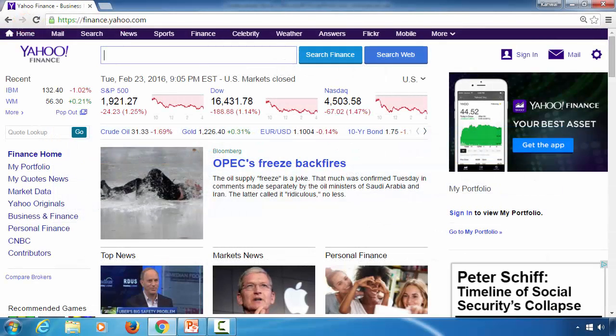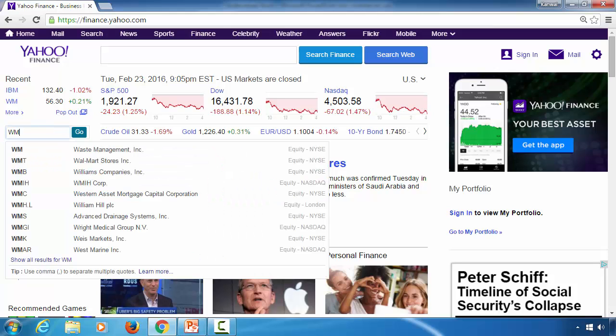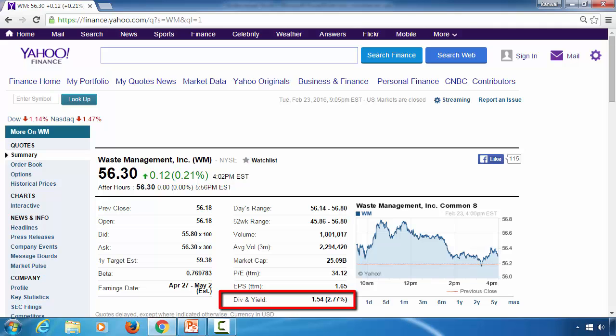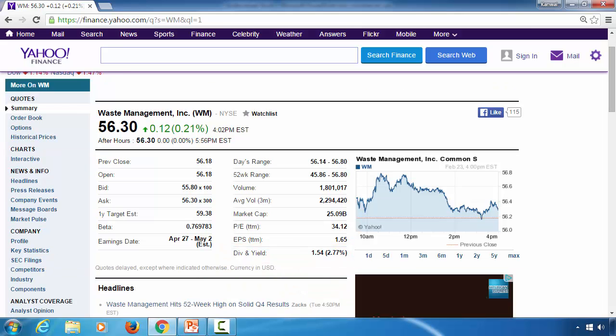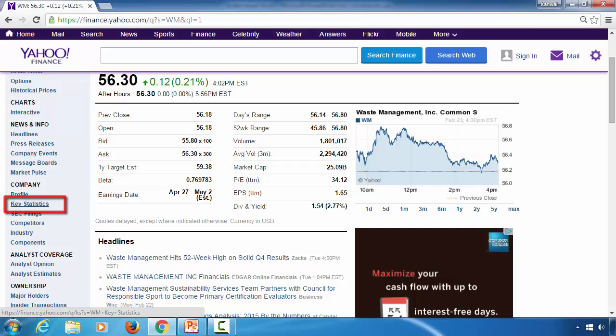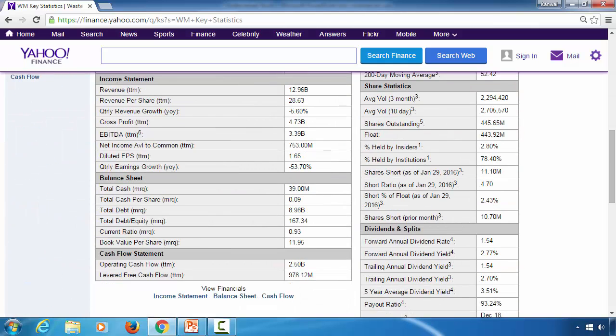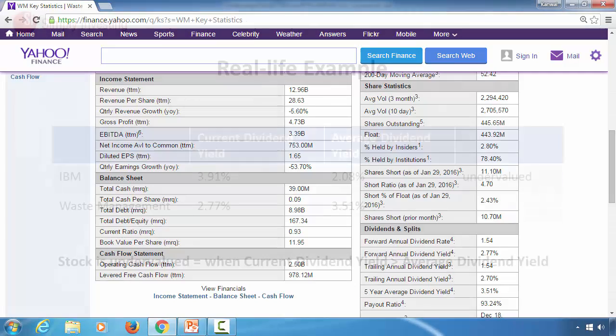Now let's go take a look at Waste Management. Back to Yahoo Finance. I'm going to put in the stock ticker symbol for Waste Management, WM. You can see that the dividend yield today for Waste Management is 2.77%. We're going to click on Key Stats. The 5-year average dividend yield for Waste Management is 3.51%. So let's go ahead and put both of those values back into our table.